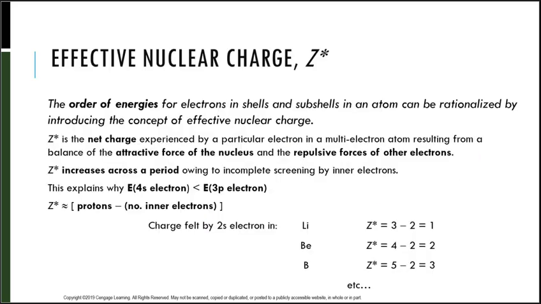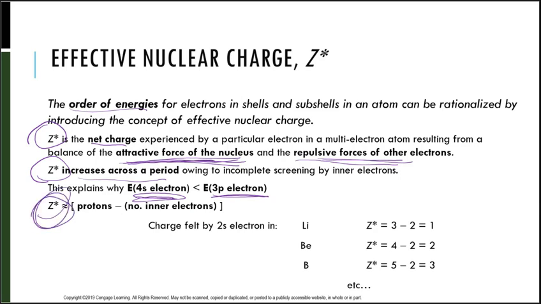Then we move on to effective nuclear charge. The order of energies for electrons in shells and subshells in an atom can be rationalized by introducing the concept of effective nuclear charge. Z star is the net charge experienced by a particular electron in a multi-electron atom, resulting from a balance of the attractive forces of the nucleus. Remember, we have positive protons in the nucleus. And the repulsive forces of the other electrons. Those are negative. Positive, negative, right? The Z star, or the nuclear charge, increases across a period owing to incomplete screening by inner electrons. That explains why 4s is of lower energy than 3p.